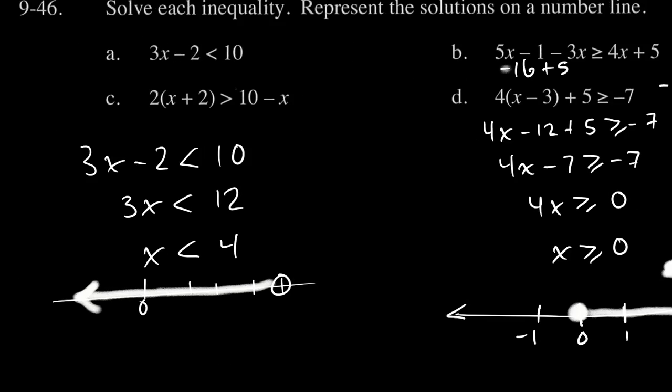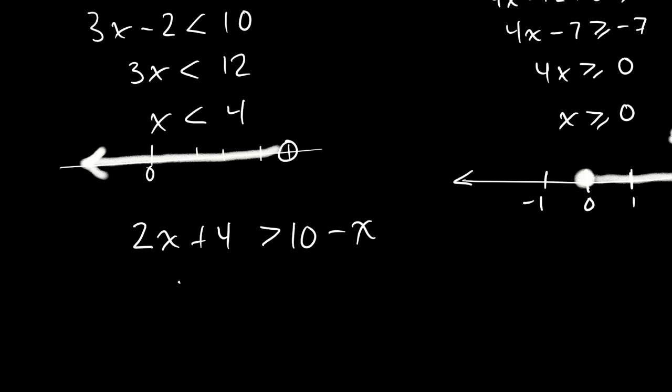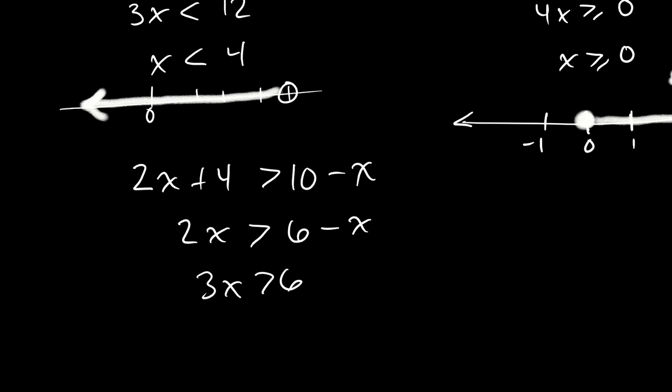All right, the last one we'll look at is tucked away here at C. And that inequality, I'm going to distribute the 2 first. 2x plus 4. And then that's going to be greater than 10 minus x. I'm just going to take away 4 from both sides. So 2x is greater than 6 minus x. Add an x to each side. 3x is greater than 6. Divide by 3. x's are greater than 2.